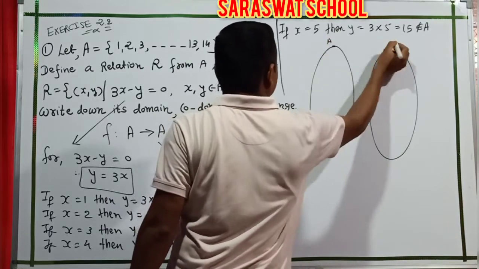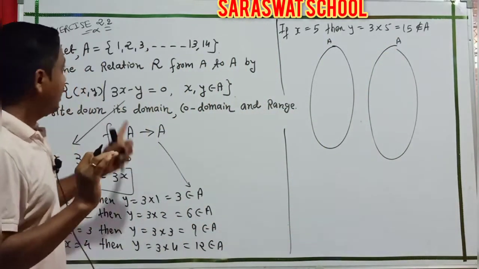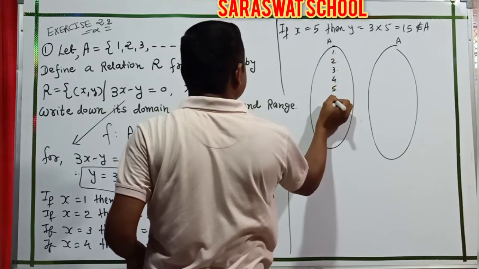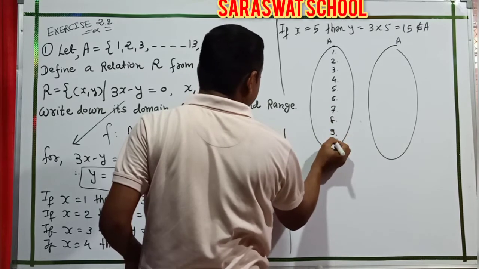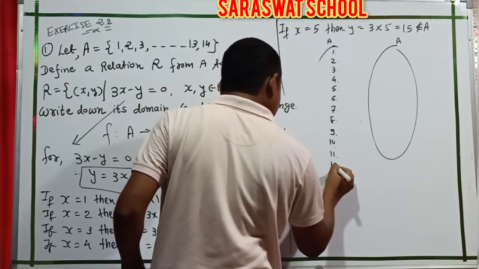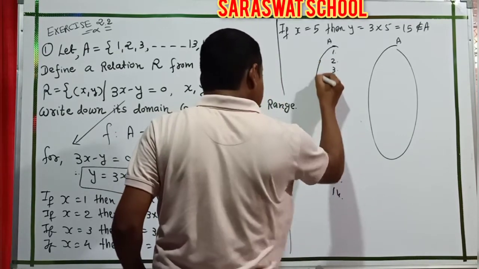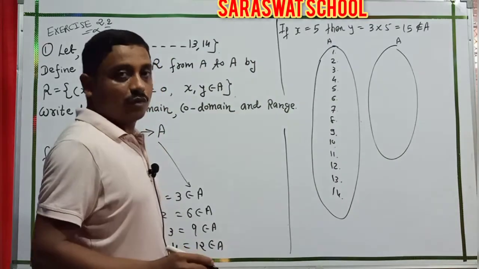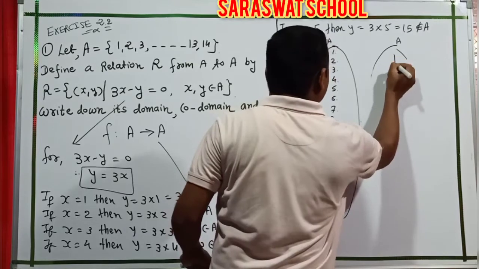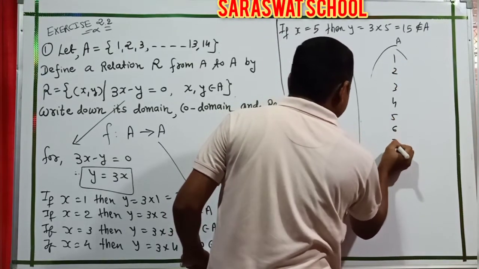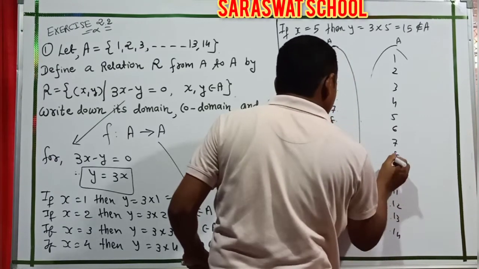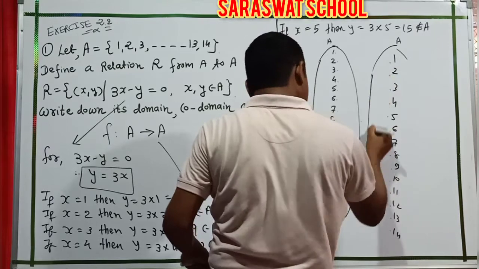A to A, I now show the arrow diagram. A is 1 to 14. Here 1, 2, 3, 4, 5, 6, 7, 8, 9, 10. Don't worry, draw again, totally write down up to 14: 11, 12, 13 and 14. And this is one side, the domain. This side is also the same, students. Here write down 1 to 14: 1, 2, 3, 4, 5, 6, 7, 8, 9, 10, 11, 12, 13 and 14. But these are all our codomain members.